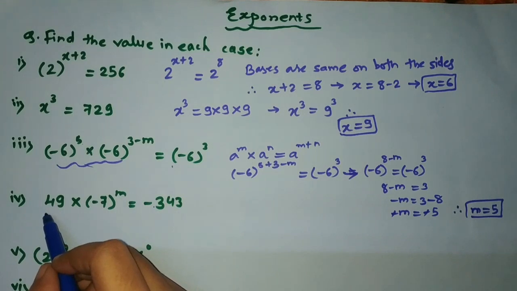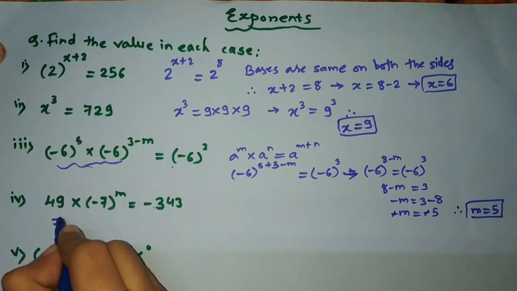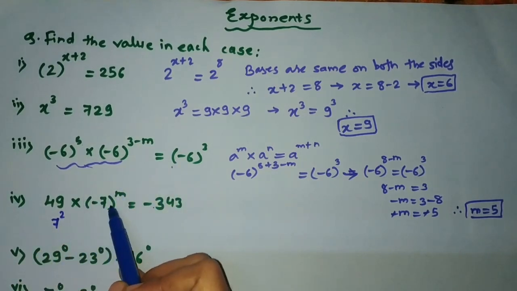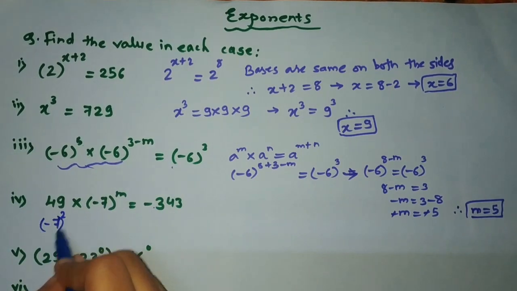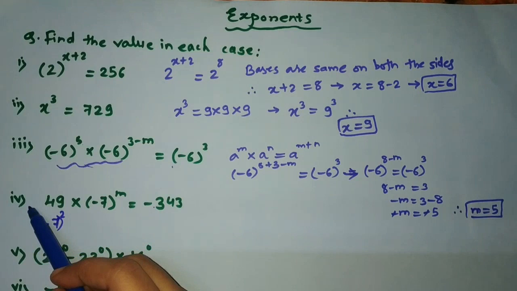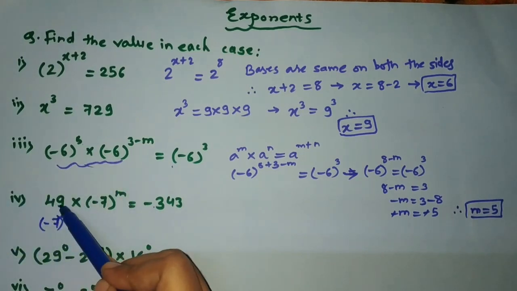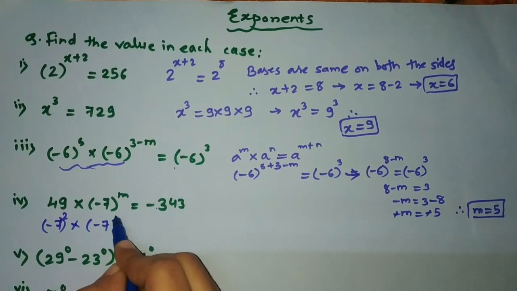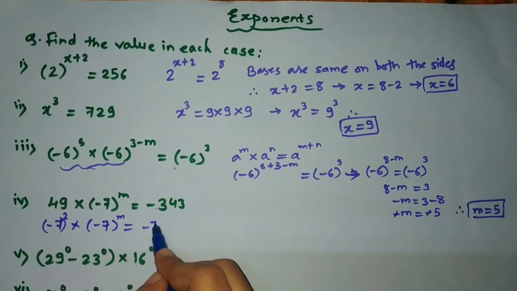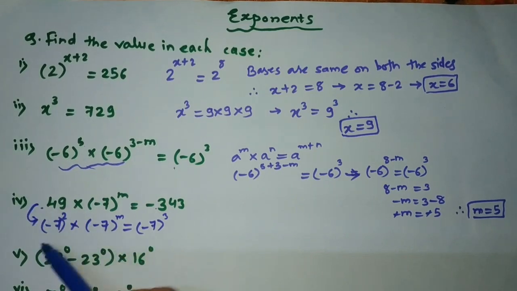49 is what? 7 square. So I will change this question to 7 square. But friends, look here, it is minus 7. So I can also write (-7) square. No meaning is going to change, because minus 7 into minus 7 again reaches 49 only, into (-7)^m, and here this is (-7) cube. So we have altered this question and written it in this format, which is normal.